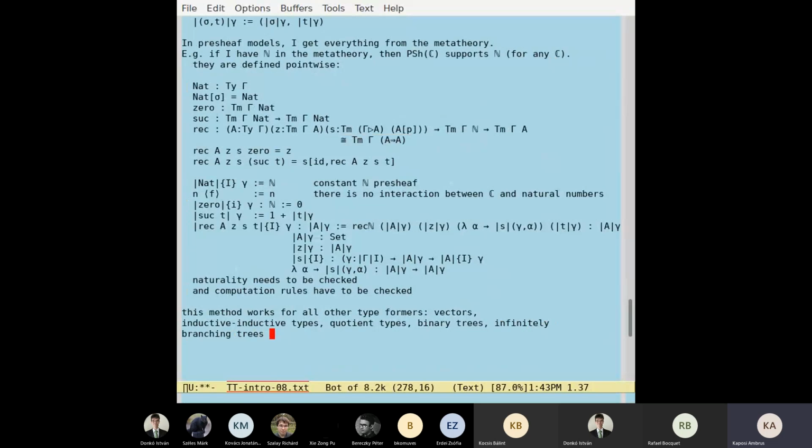And these were all inductive types, the inductive definitions in the meta theory. It also works for co-inductive definitions. So for example, it also works for streams, infinite lists. So if the meta theory has infinite lists, then the presheaf model also has infinite lists and other stuff. Okay.